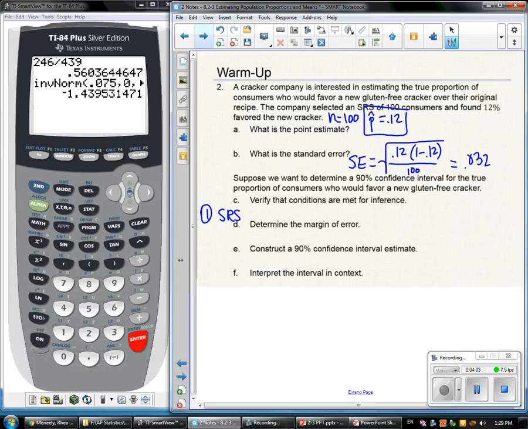And if I look in the problem, I do believe it says that we've taken a simple random sample. That is given. We don't even have to make the assumption. It's given in the problem. The second thing we have to do is check to make sure that we can use the standard deviation formula.